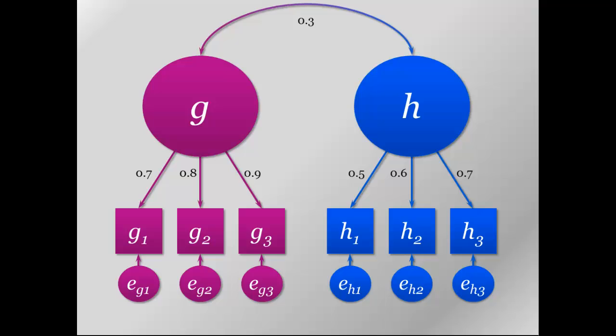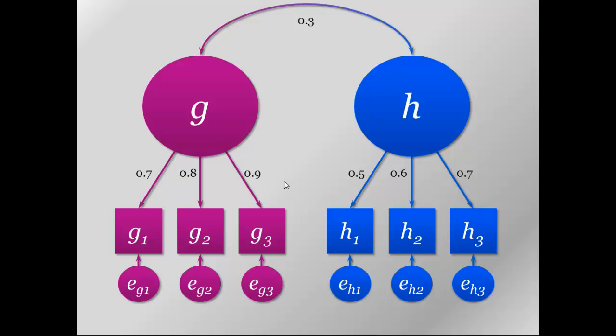So let's simulate some data. Suppose that we have this model. We have two latent variables. Each of them has 3 indicators. This is the correlation between the 2 latent variables, and these are the standardized loadings. These errors, or these residuals, have their own variances, but the R code will estimate them. We don't need to know them.